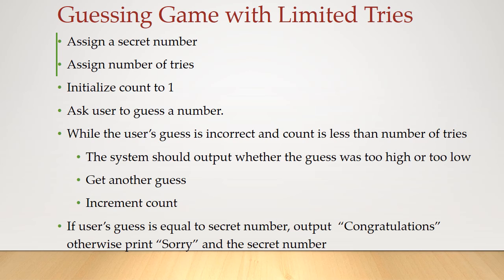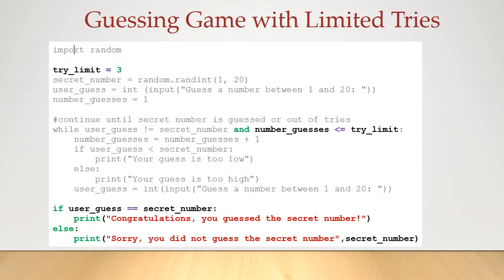We're going to stay in that loop until either the user exceeds the number of tries or the user guesses the number. And following the while loop, if the user's guess is equal to the secret number, we'll output congratulations. Otherwise, we'll print sorry and inform them what the secret number was.